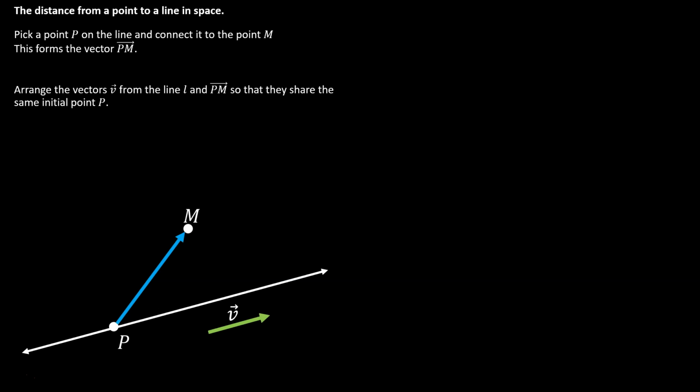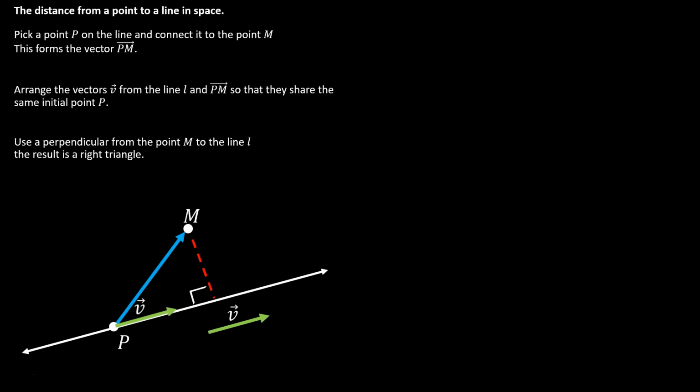Next, I'm going to arrange the vectors, V and that vector PM that we just created, so that they share the same initial point. Remember, we can move vectors around without changing the value of the vector. We just aren't allowed to twist it. So I just slid the vector V over so that the vectors green and blue are sharing the same initial point. And then we're going to create a perpendicular, a line segment from M down to the line L. And that's going to create a right triangle for us.